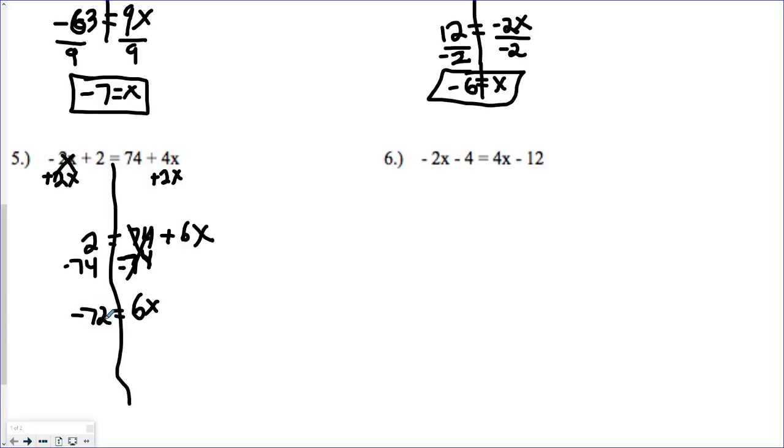And then this time I want to keep the variable where it's at. I don't want to move the x along with the 6, so I'm going to go ahead and use division in this case. So divide by 6, divide by 6, and I get negative 12 is equal to x.